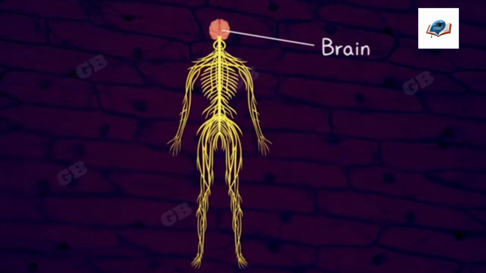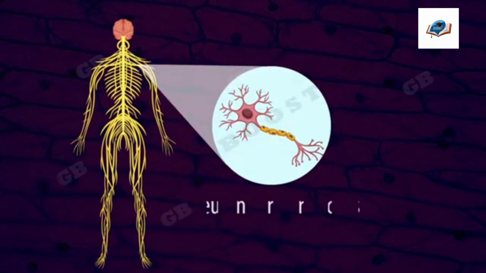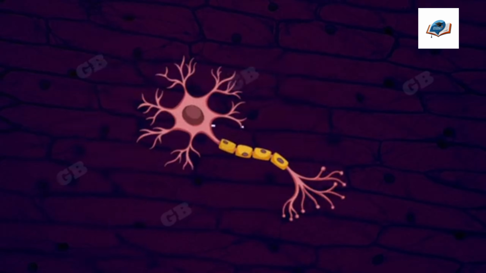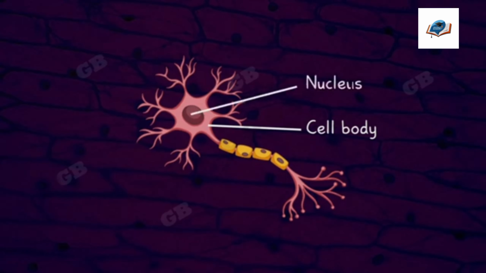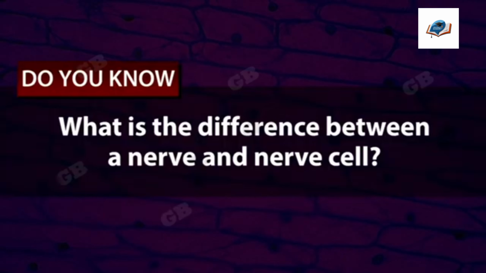Nervous tissue is found in organs such as the brain, spinal cord, and nerves. The cells that make up nervous tissue are called neurons or nerve cells. Let's see the parts of a nerve cell. Cell body. The cell body of a neuron contains the nucleus. Dendrites. Dendrites are short processes that extend from the cell body. They receive signals from other neurons. Axon. The axon is a long hair-like projection that extends from the cell body and transmits signals away from the neuron.